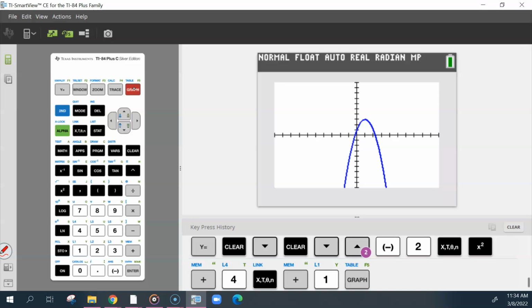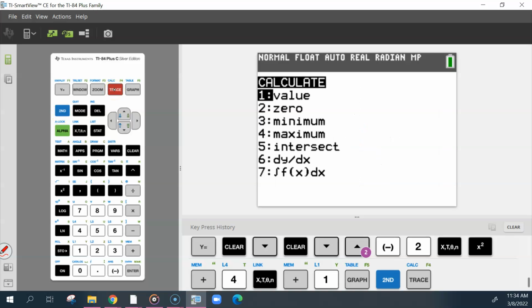So what we're going to do is go to second trace. We've done this before, but it's been a while, so this is to remind you how to do this. We're looking for zeros, which is another word for x-intercepts. So go on to number 2.